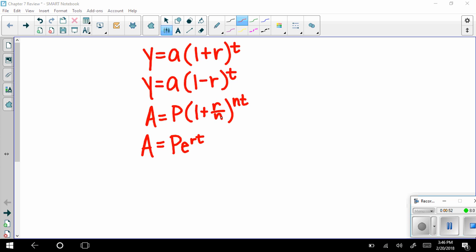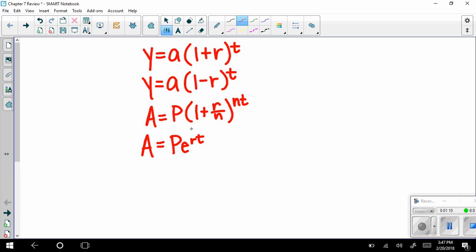For this one, this is N when they say compounded something other than continuously, so compounded weekly, monthly, etc. The N represents the number of times it's compounded, so if it says quarterly, that's N equals 4. If it's monthly, N equals 12. Weekly, N equals 52, etc.